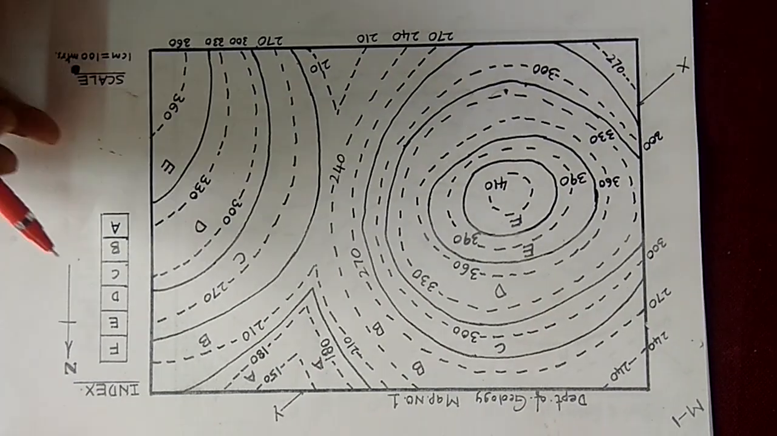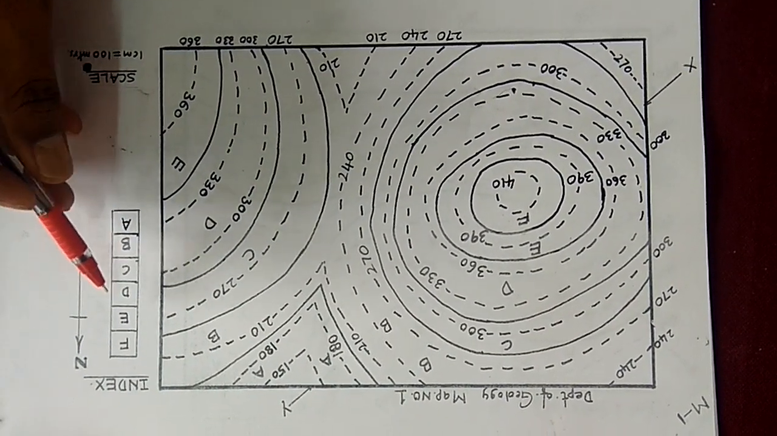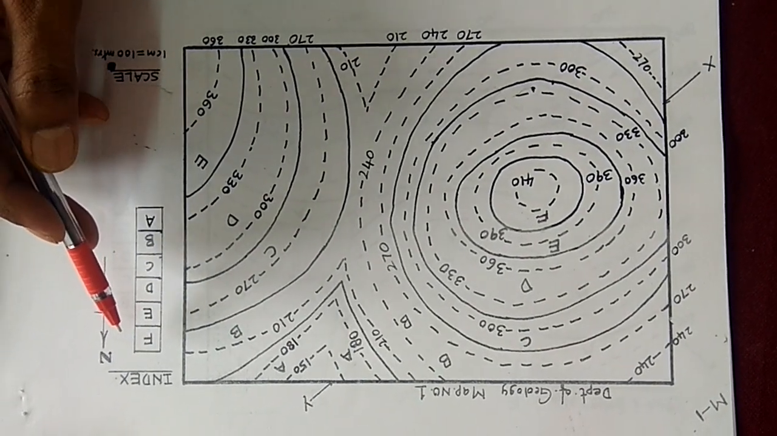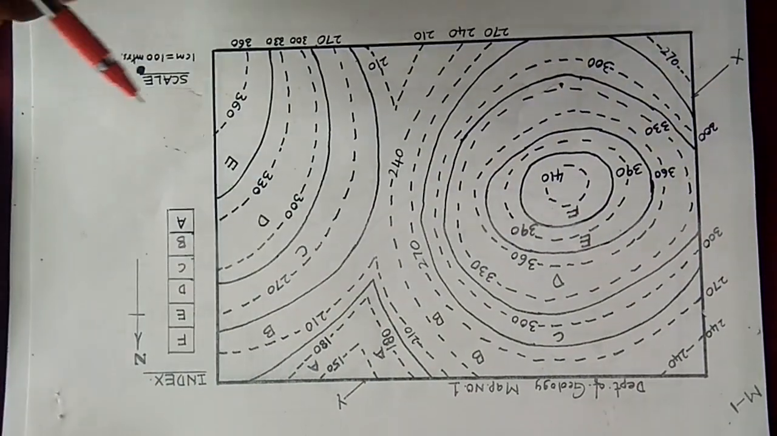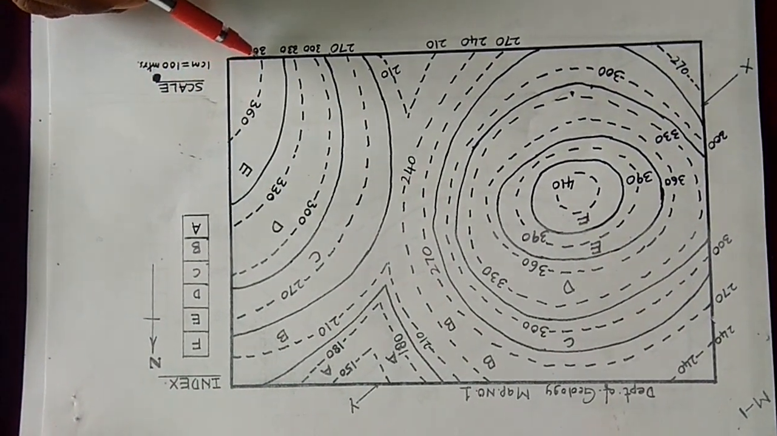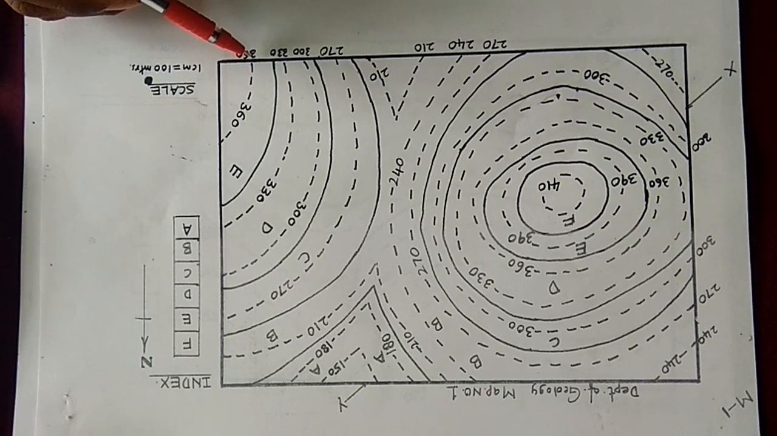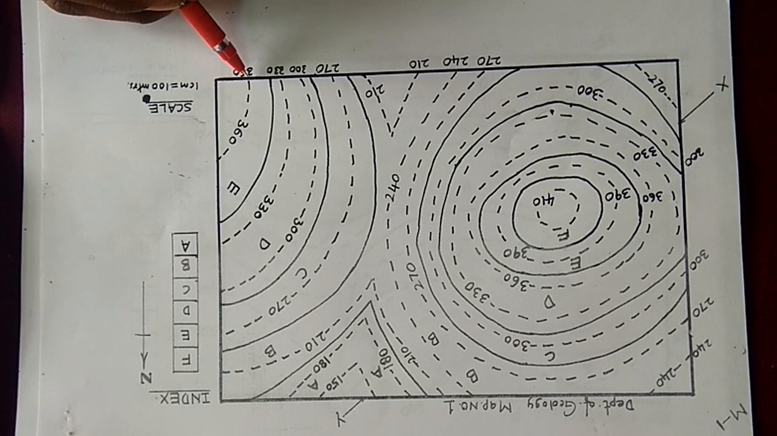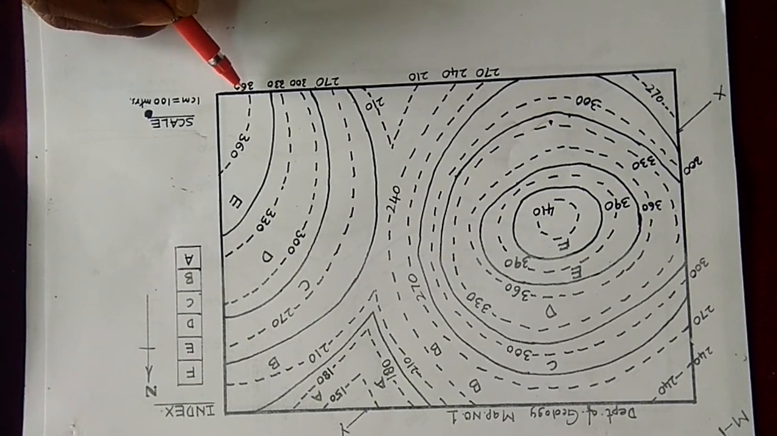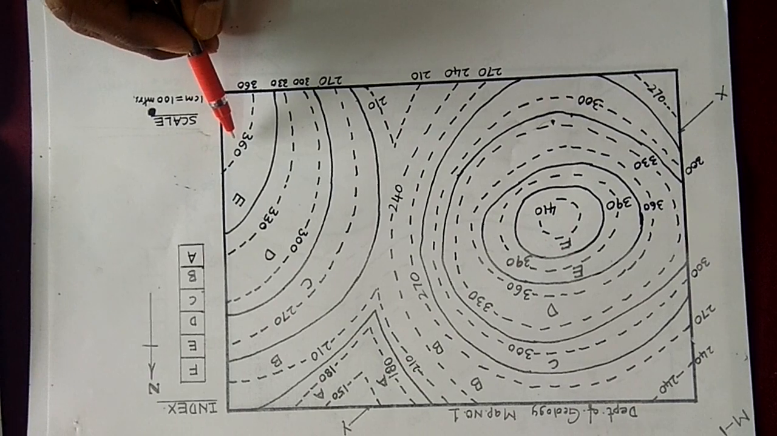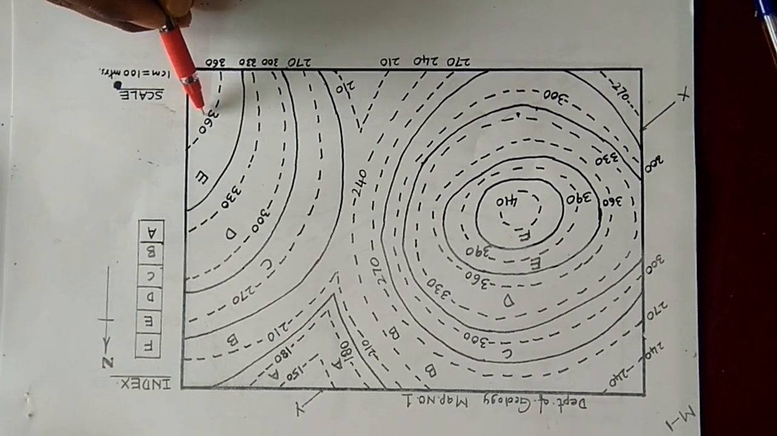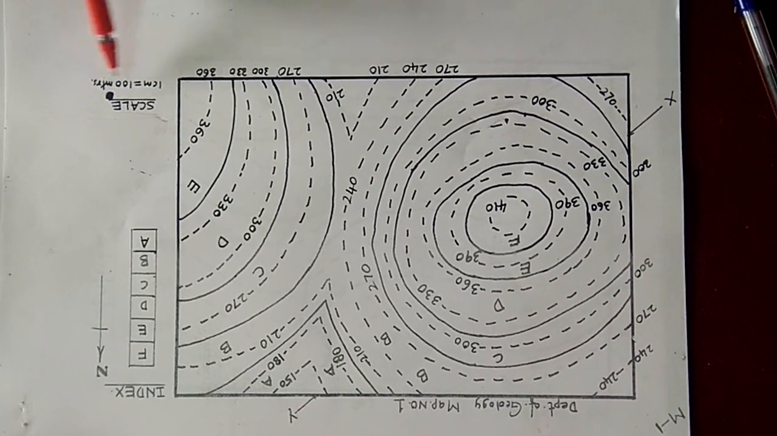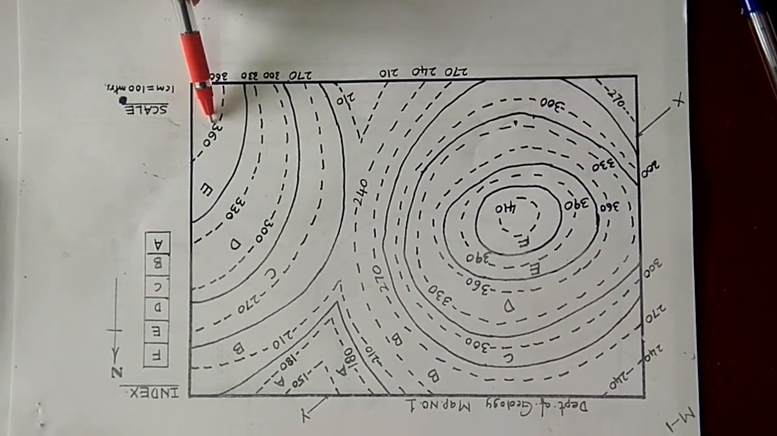Now in this index, it is written A, B, C, D, E and F. These represent the bedding planes. In this map, discontinuous lines are nothing but the contour lines. Friends, contour lines are imaginary lines passing through equal height. And here the number represents the height from the mean sea level. Okay, this place is situated 360 meters height from the mean sea level.